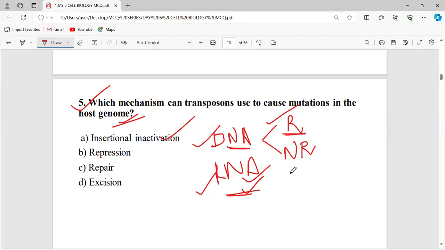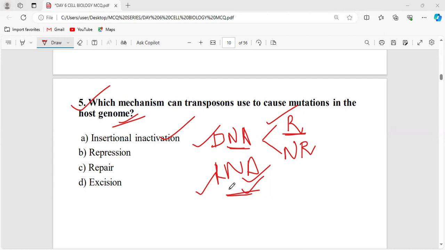Very good. In which DNA, whether it is replicative or non-replicative, will the total number of copies increase? In replicative DNA, it is called the copy and paste transposition. Here, the total number of copies will increase. In non-replicative DNA, it is a cut and paste transposition. Here, no copies will be increased.